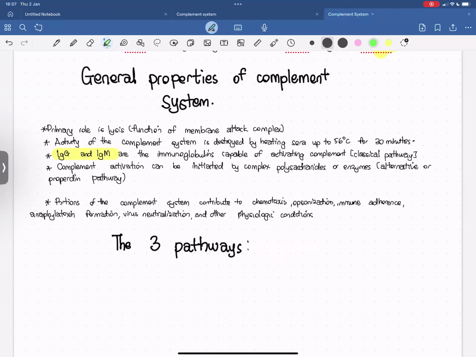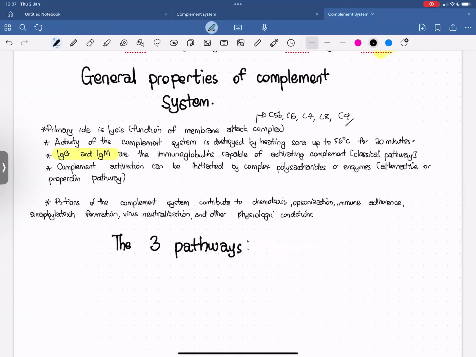Remember, the membrane attack system is made up of C5b, C6, C7, C8, and C9. That's what makes it up. Then the activity of the complement system is destroyed by heating serum up to 56 degrees Celsius. This is something you're supposed to remember, but I'm mainly here to do an introduction.